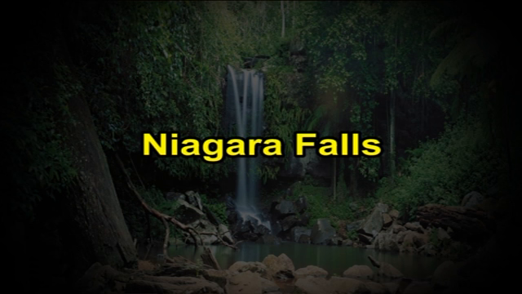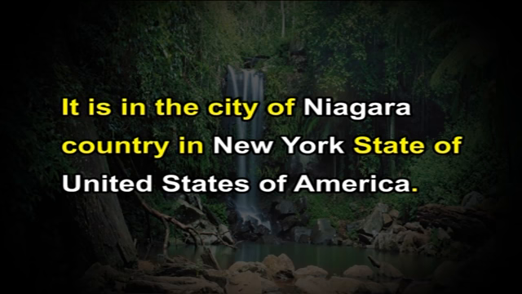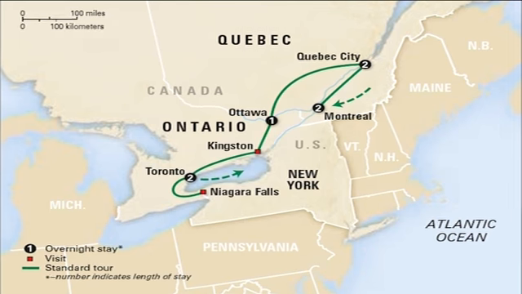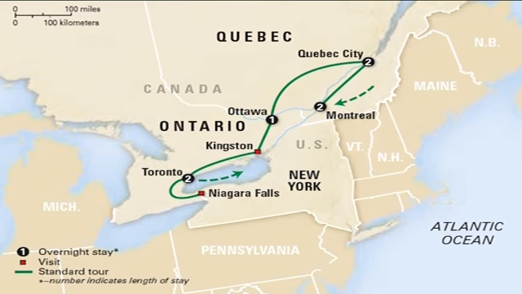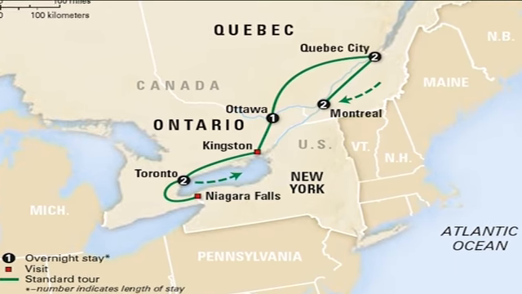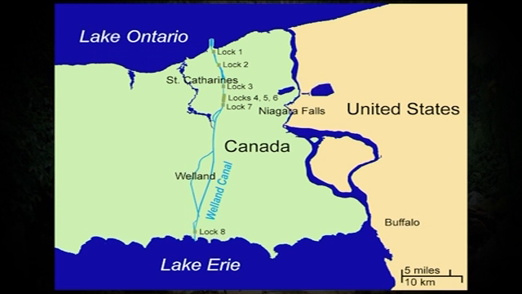First one is Niagara Falls. It is in the city of Niagara Falls in New York State of the United States of America. It is a small town with a population of about 50,000 as per the 2010 census. This town is adjacent to Niagara River. Niagara Falls is located on the international border of the United States of America and Canada.